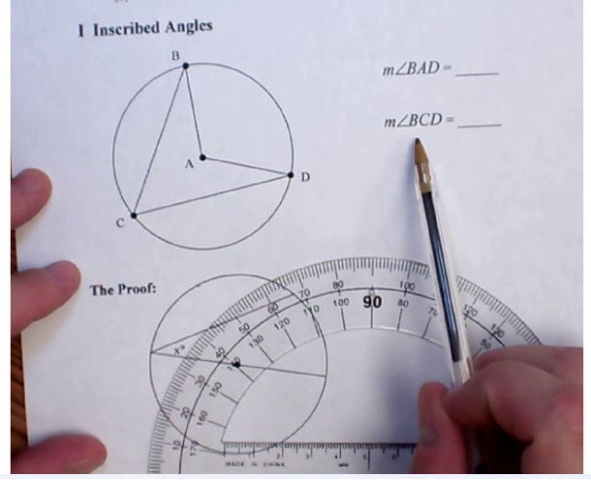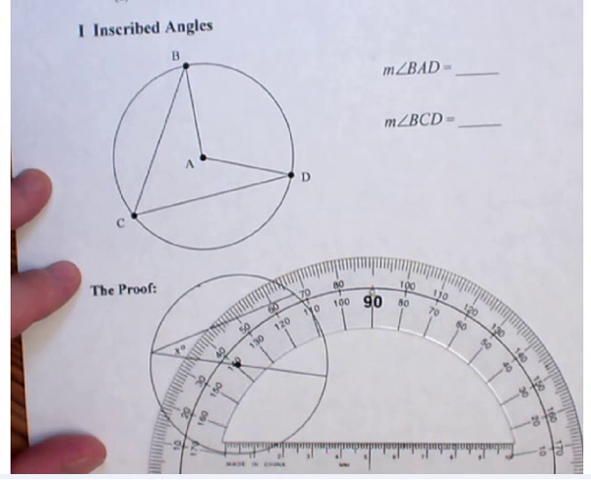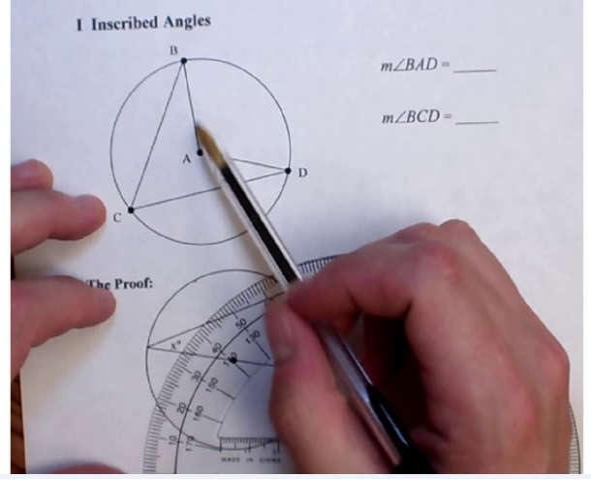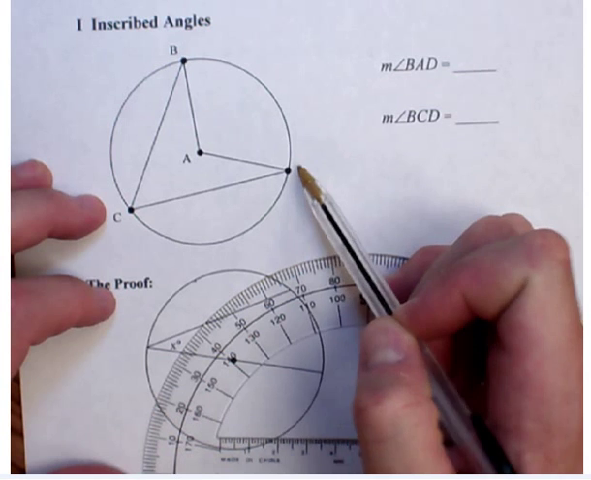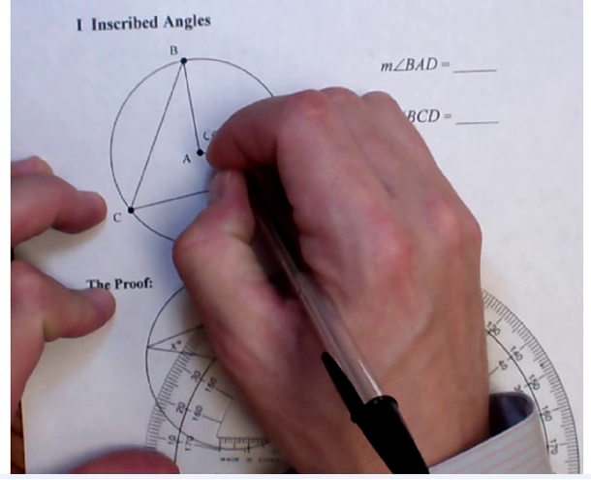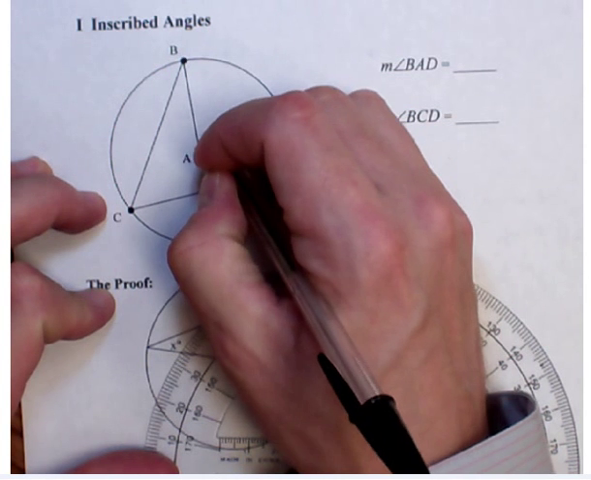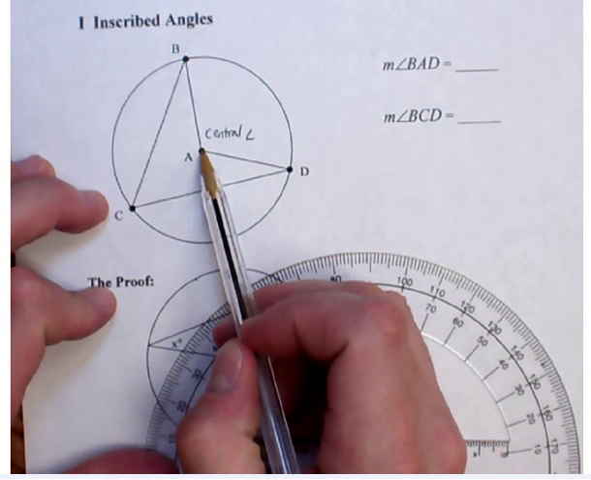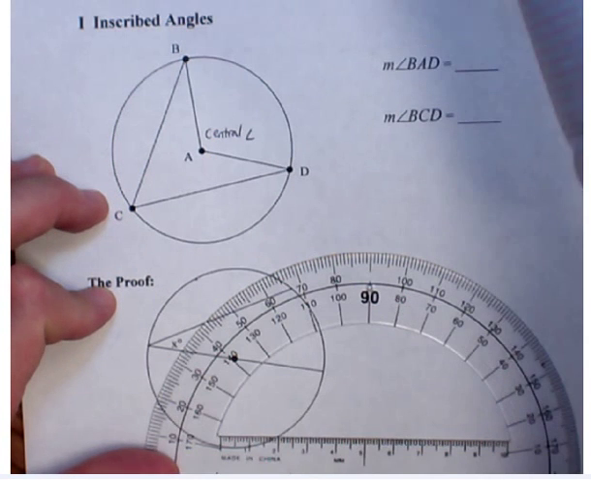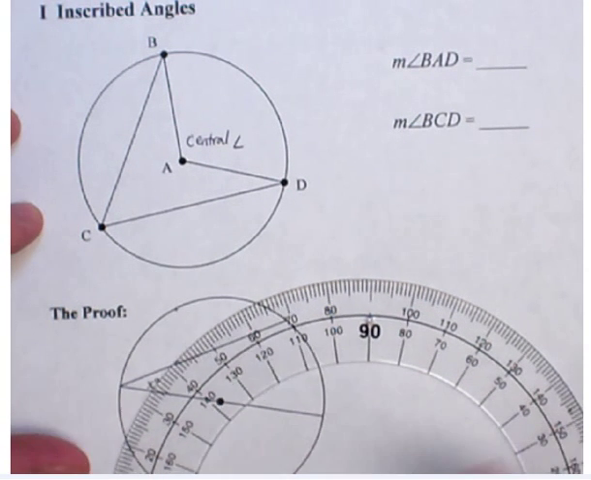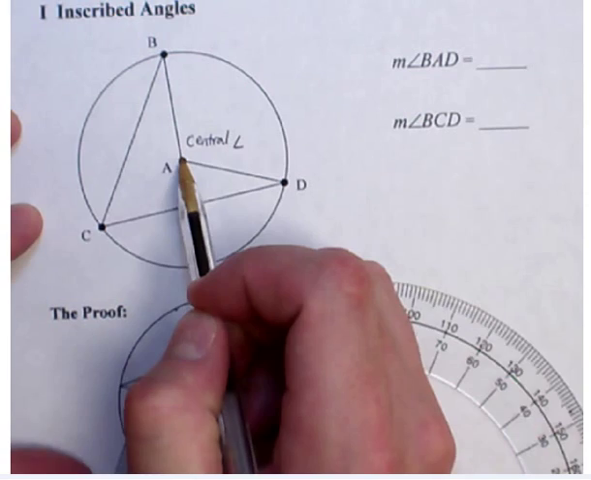to measure is BCD. Now, angle BAD is something that we looked at the other day. Angle BAD is what we call a central angle. So BAD is a central angle, and that means that the angle's vertex is right here at the center. Let me zoom in a little bit here. That means the vertex of the angle right here is at the center of the circle.